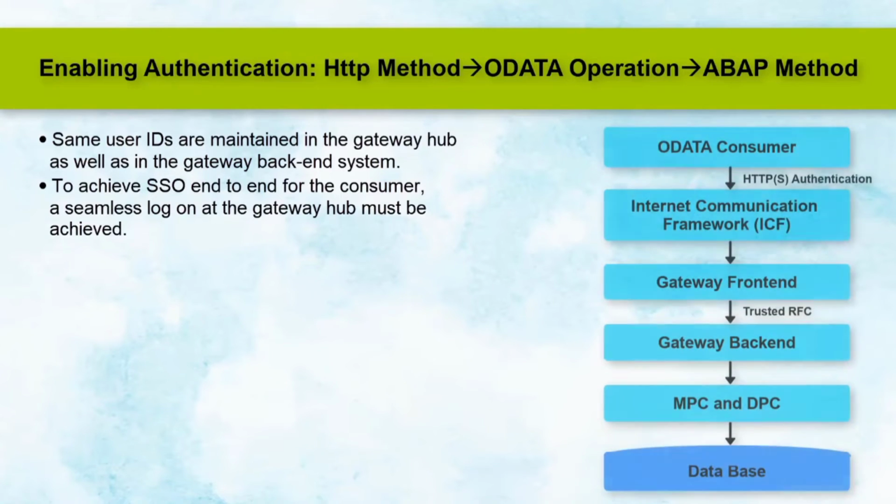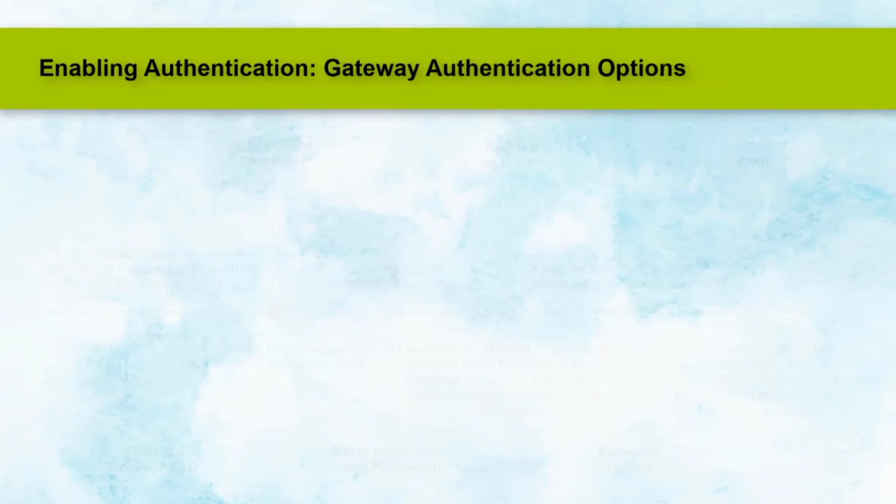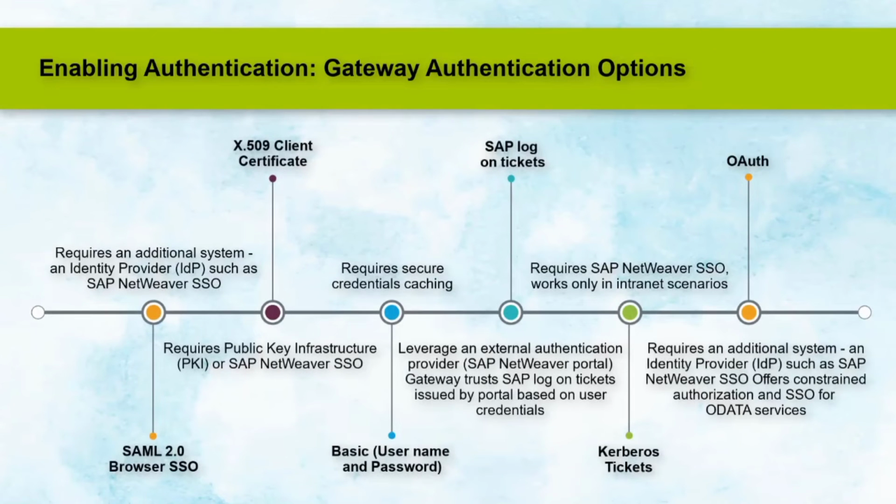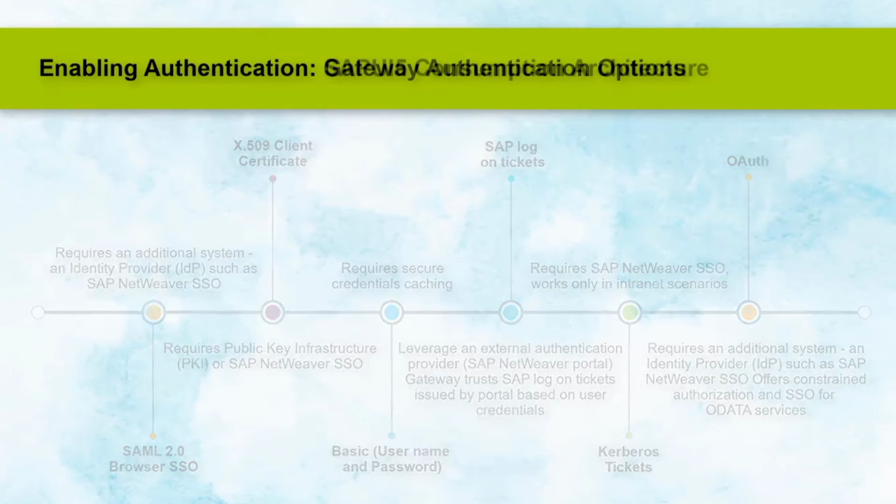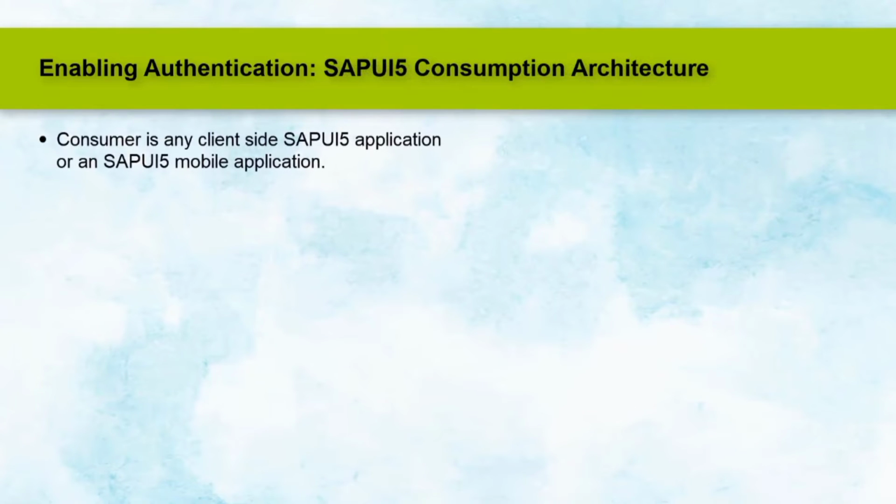Take a pause to go through the process flow of the various methods of authentication. Take a pause to read the various gateway options and their corresponding requirements. Consumer is any client-side SAP UI5 application. This also can be a SAP UI5 application via a mobile device.